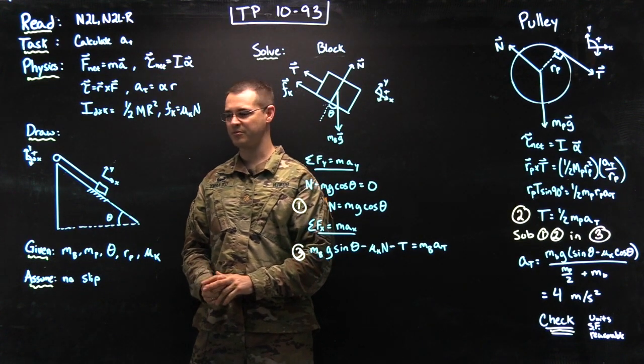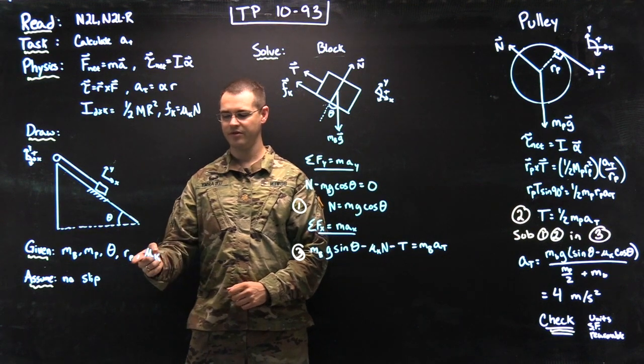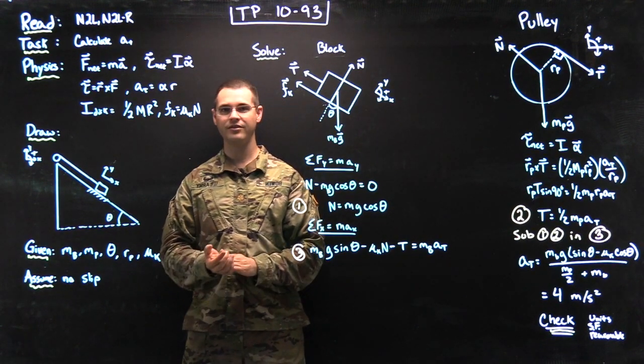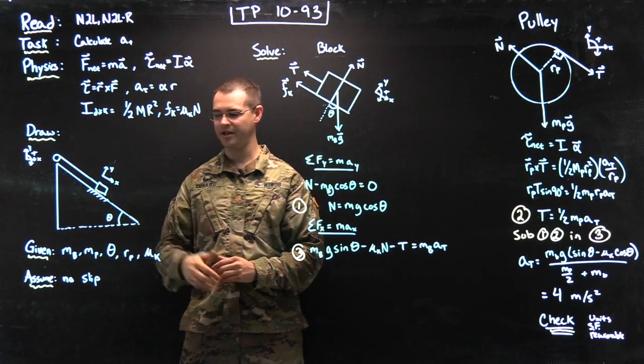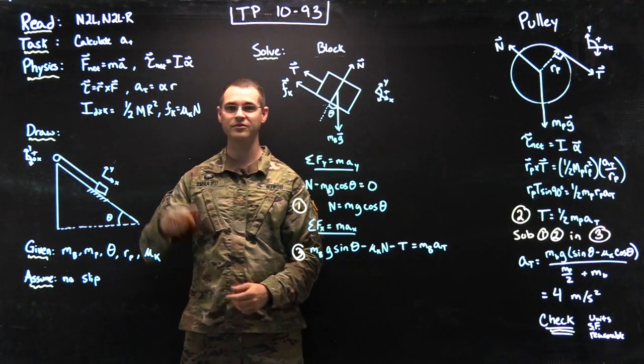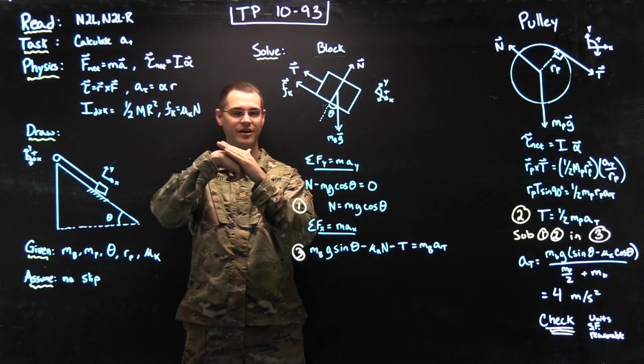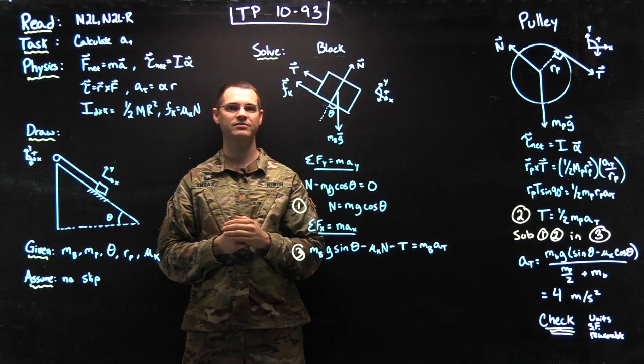For our givens in this problem, we're given the mass of both objects, the angle of the ramp, the radius of our pulley, and the coefficient of friction between the block and the ramp. And in order for this problem to work, we have to assume that there's no slippage on our pulley, which means that the rope is in constant contact with the pulley as it's rotating.